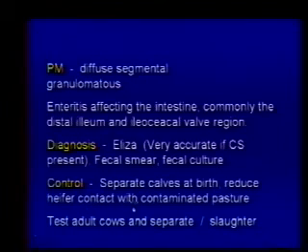We want to reduce heifer contact with contaminated pasture. We want to test adult cows and separate or slaughter. So any adult cow that is positive to Mycobacterium paratuberculosis, that presents with diarrhea, that has the clinical signs of diarrhea, if we know that she's positive, it's best to either separate her or cull the cow. Cull the cow. Send her to slaughter.